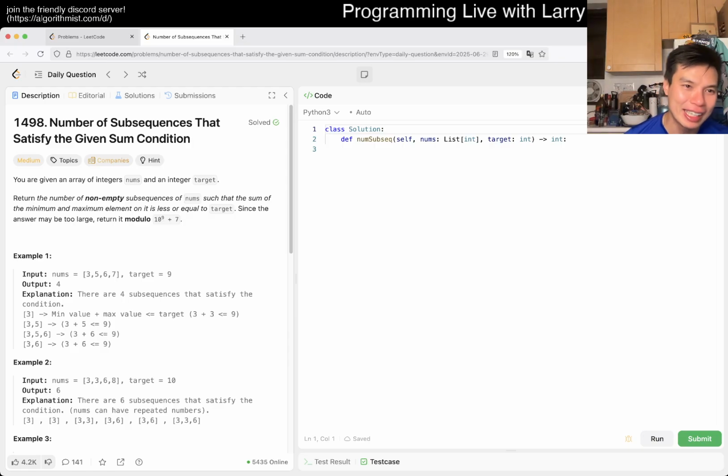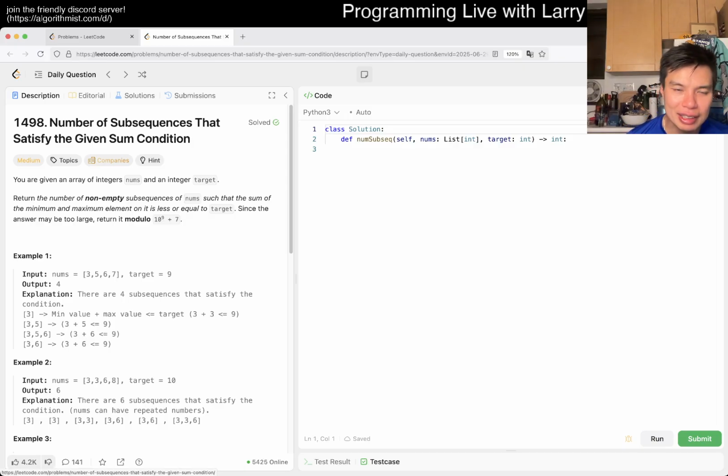We're at 1498, Number of Subsequences That Satisfy the Given Sum Condition. You're given an array of integers nums and an integer target. Return the number of non-empty subsequences of nums such that the sum of the minimum and the maximum elements in it is less than or equal to target. Since the answer may be too large, return it mod.